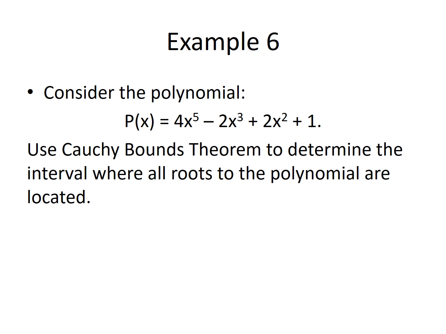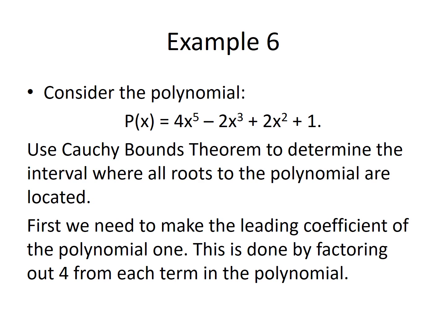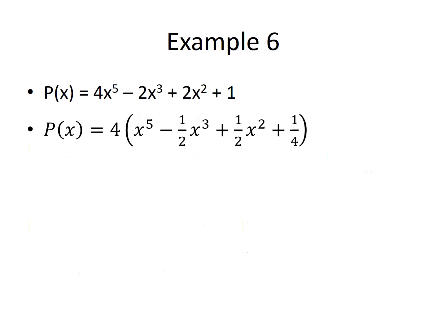Let's look at another example. Consider the polynomial 4x to the fifth minus 2x cubed plus 2x squared plus 1. Use the Cauchy bounds theorem to determine the interval where all roots of the polynomial are located. First, we need to make the leading coefficient of the polynomial 1. Remember, the theorem only applies when the leading coefficient is 1, so we have to make it 1, and this is done by factoring out the 4 from each term in the polynomial. And here we see the polynomial, and then we see the 4 factored out.